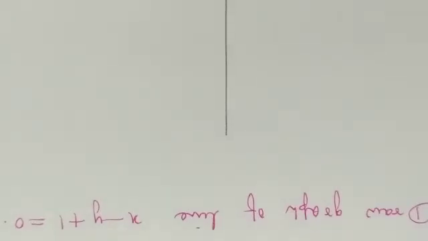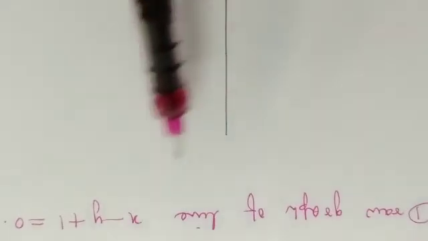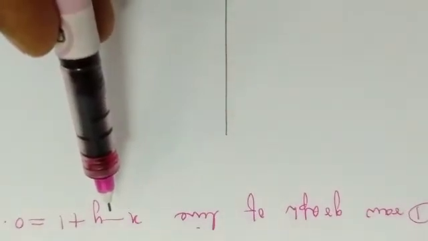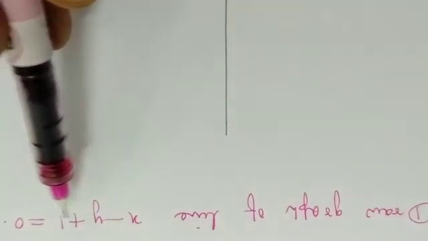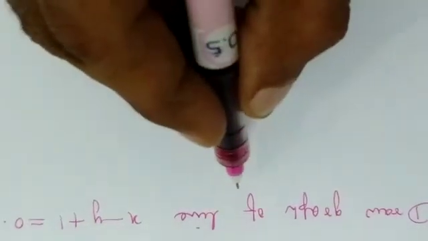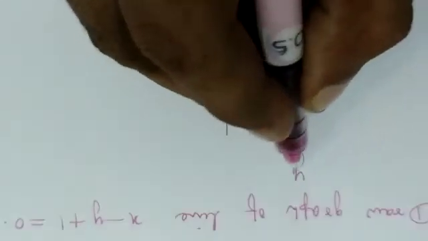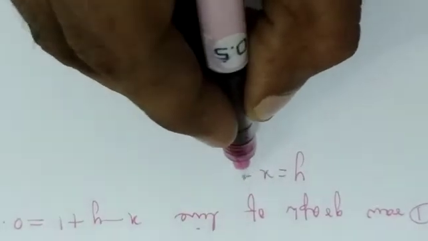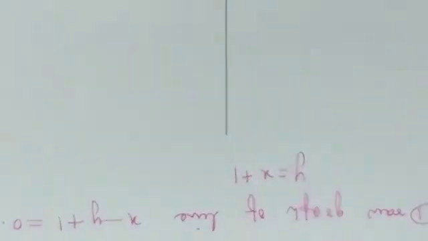A graph is drawn when you know the coordinates. x minus y plus 1 equal to 0. Shift this minus y to this side, it becomes y equal to x plus 1. Try to find out some coordinates.